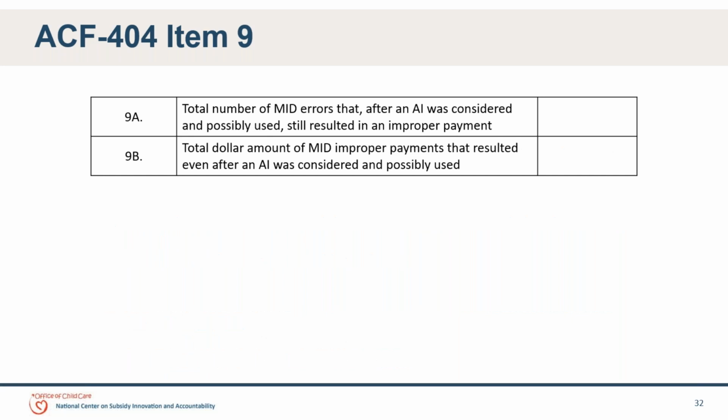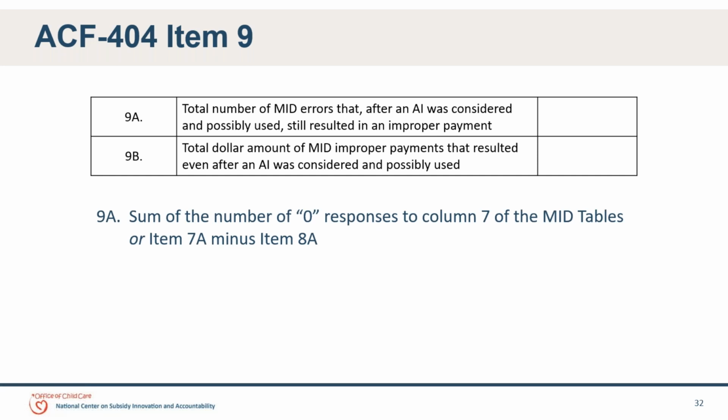And then item 9 asks for what was remaining after any additional inquiry was considered and used. So 9A is the total number of mid-errors that remained. And this is what you would get if you take 7A minus 8A, so the total number of potential mid-errors minus the number that were mitigated. Or it's the sum of the number of times that you had a 0 response in column 7 of the individual rows in the mid-table. So we have 8 here.